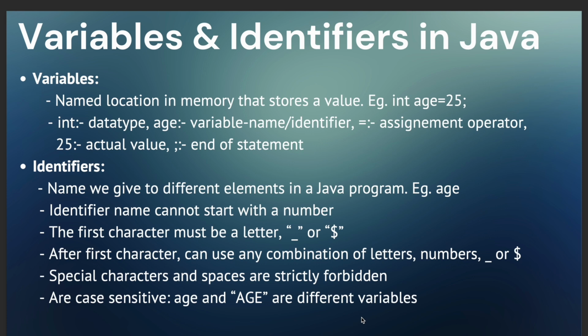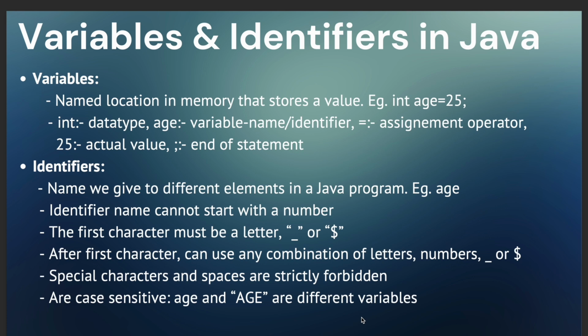Behind the scenes, when you create a variable, the computer reserves a small space in its memory to store that value. The variable's name acts like a label on a folder, helping your program find and use the stored data whenever it is needed. In simple terms, a variable is a named location in memory that stores a value, allowing your program to save, access, and modify data throughout its execution.